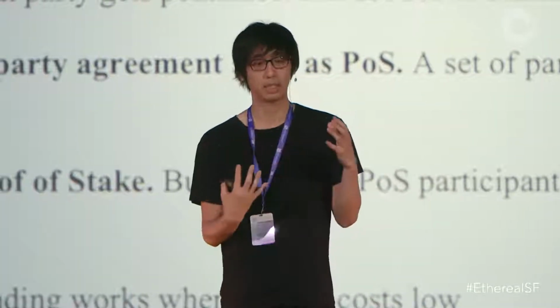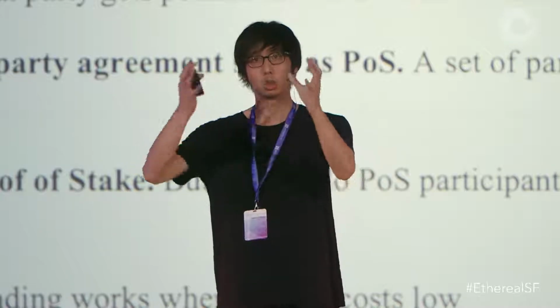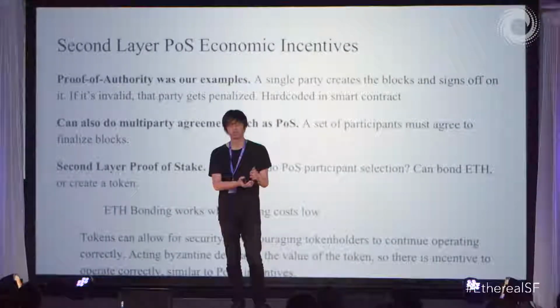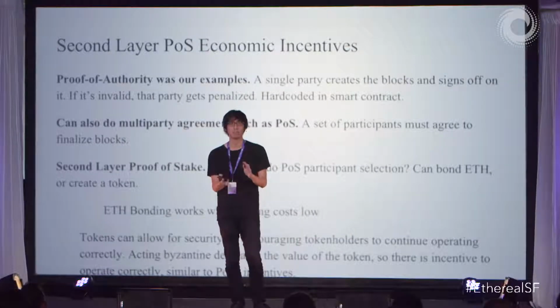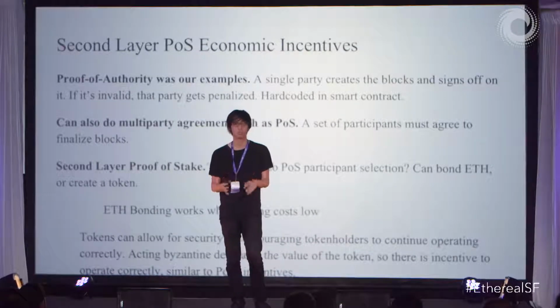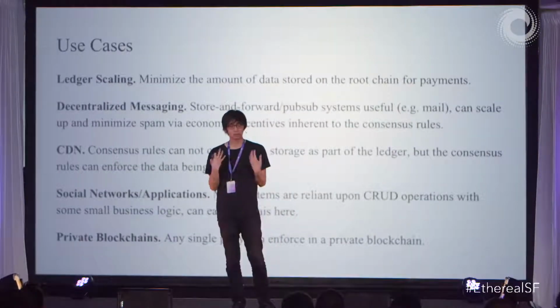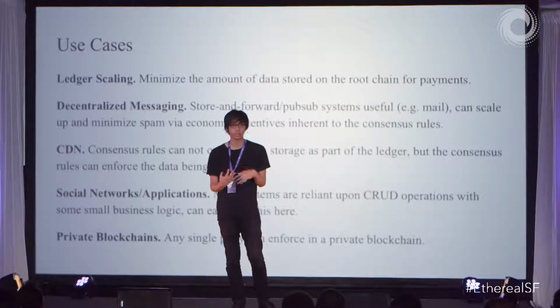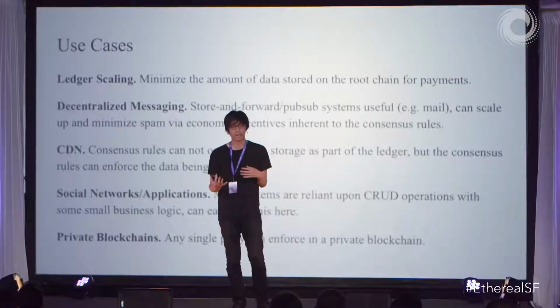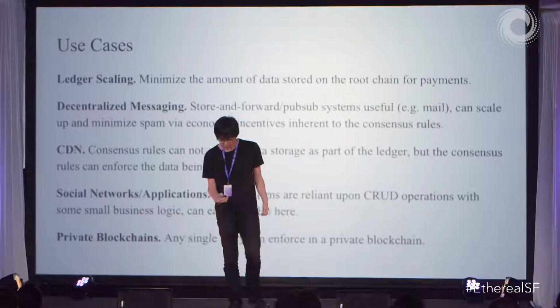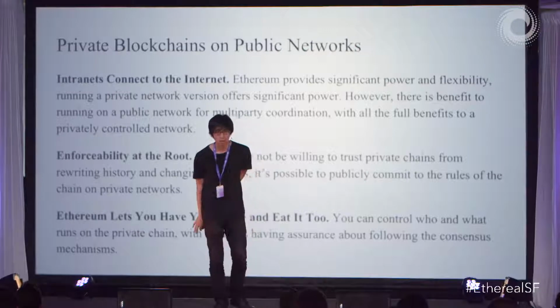Additionally, earlier I was giving examples of this child blockchain created by someone. You could have a distributed system where you have tokens issued so that there is this token model for these child blockchains, where these child blockchains issue tokens to give it economic security against halting and incentives against halting. Use cases for this: ledger scalability, decentralized messaging, file caching, social networks, and private blockchains. So I'm going to spend the rest of my time talking about this topic.